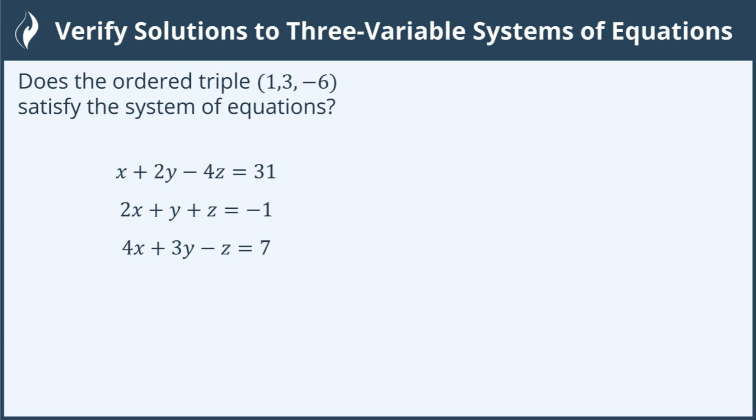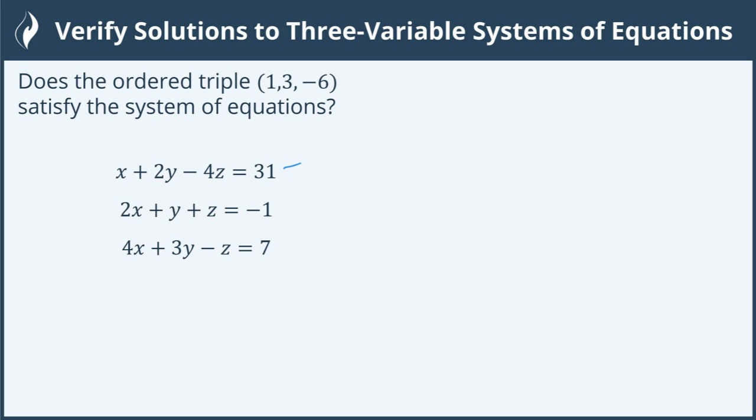We're asked whether this ordered triple 1, 3, -6 satisfies this system of equations. If the answer is yes, then we should be able to plug in a 1 for x, a 3 for y, and a -6 for z into all three of those equations and get an equivalent expression. If not, then we have a problem. So let's give it a try.